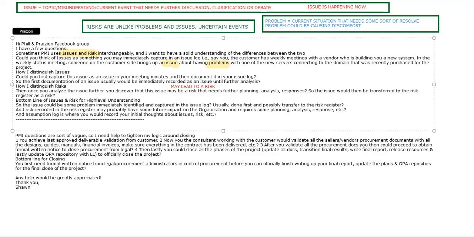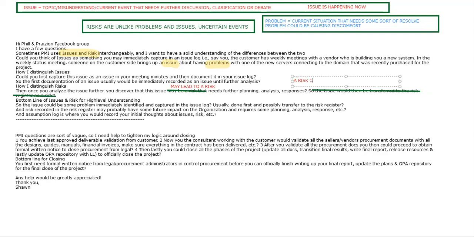When you discover this issue may lead to a risk that needs further planning. So that language, I'm just going to take this out. May lead to a risk that needs further planning, analysis, and responses. So the issue would not be transferred to the risk register as a risk. No. The issue could be further analyzed to discover it could lead to risks or could be a problem that needs resolve.